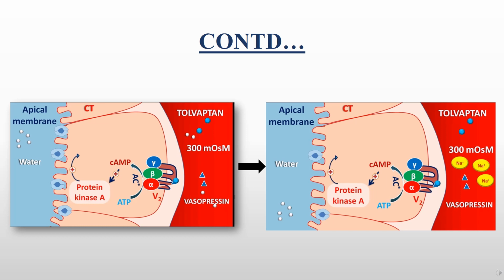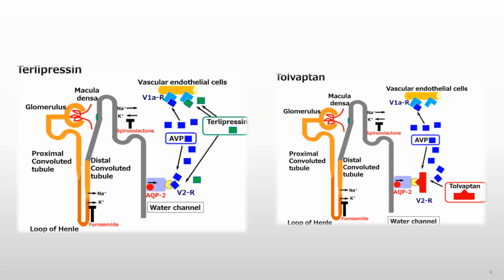Now let's see how tolvaptan works to increase serum sodium concentrations. It blocks the binding of vasopressin to its receptors, which will prevent the synthesis of aquaporins, which help water retention. Therefore, no more water is reabsorbed, which allows normal excretion of water, acting as a diuretic, thus increasing the serum sodium levels. As you can see in this diagram, terlipressin is a vasopressin agonist and tolvaptan an antagonist in the nephrons of the kidney.